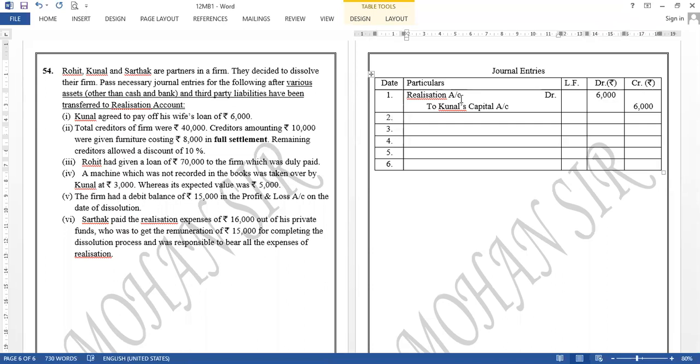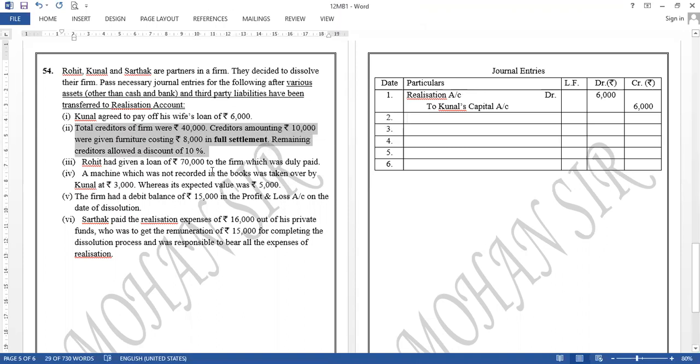Okay, next. Total creditors of the firm were 40,000. Creditors amounting to 10,000 were given furniture costing 8,000 in full settlement. Remaining creditors allowed a discount of 10%. Yes, anyone now? Entries, yeah, entry with the amount. पहले इसका entry बताओ मुझे. Creditors amounting to 10,000 were given furniture costing 8,000 in full settlement.